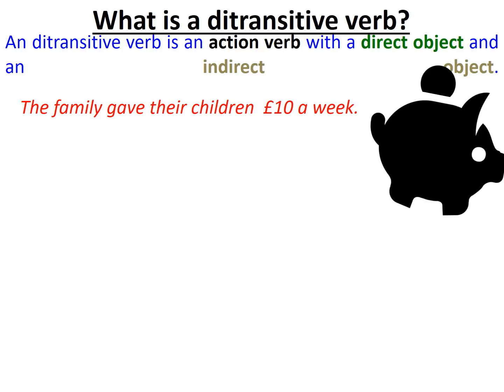So the action verb in the sentence is gave. The direct object is the specific amount of money they gave their children each week. The indirect object in the sentence is the children themselves.